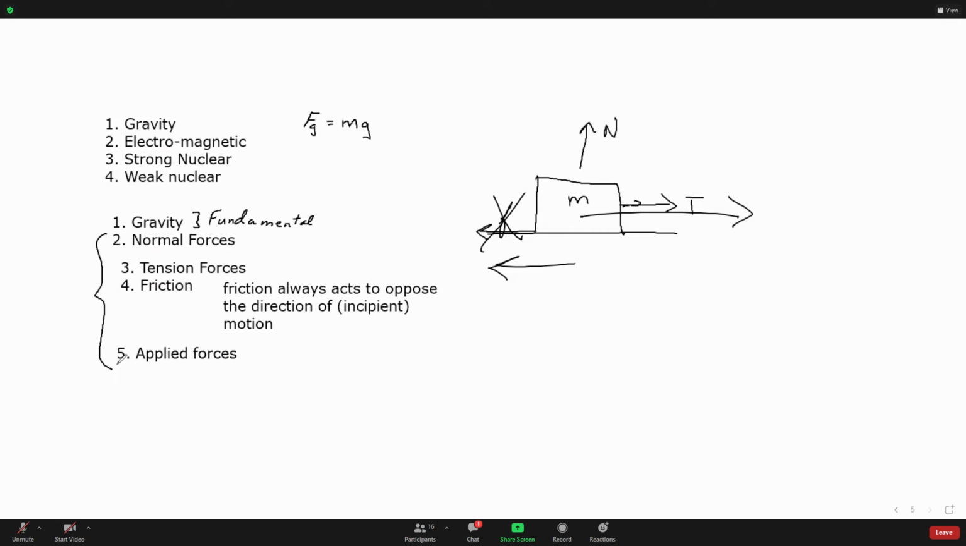But what is their fundamental nature? Does anyone know what the fundamental nature of those forces is? It's got to be one of the 4. It's not gravity, so it's got to be one of the others. Anybody have a guess?